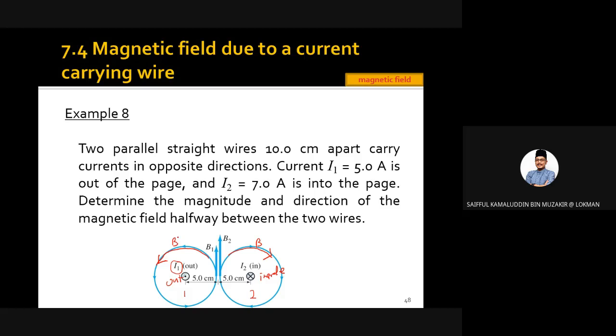Okay. So we have I1 and I2 is given. Determine the magnitude and direction of the magnetic field halfway between the two wires. This is the halfway between two wires. The wires are separated 10 centimeters from each other. So halfway is 5 centimeters. So at the halfway, the first magnetic field goes here and that way. Second magnetic field goes here and that way.